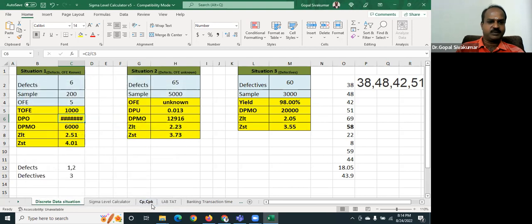Then probably we'll be able to get, okay. So don't worry about it. That's how it is calculated, 0.01. You see here, now it is coming 6000 properly. So defects per million opportunities, 6000. Actually, this is rounded. Since there are only 2 decimals, it is showing 0.01. And ZLT is 2.51, ZST is 4.01. This is the template which all of you can use for discrete data situations.